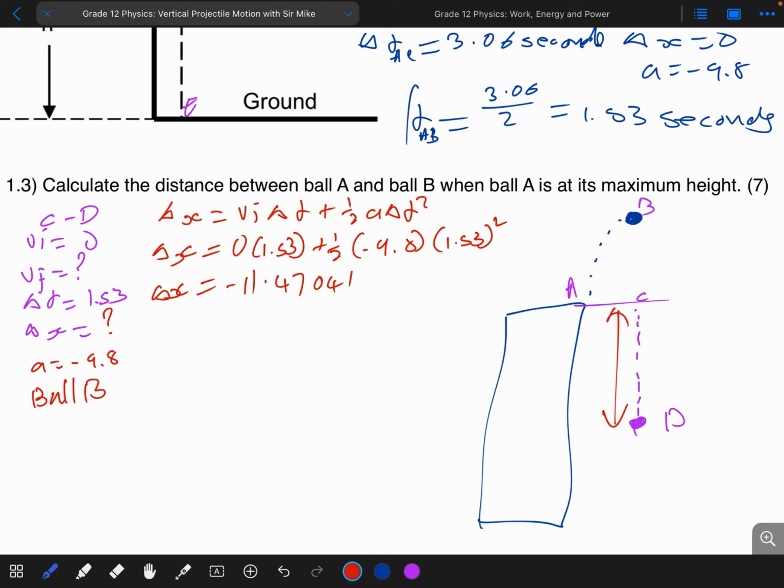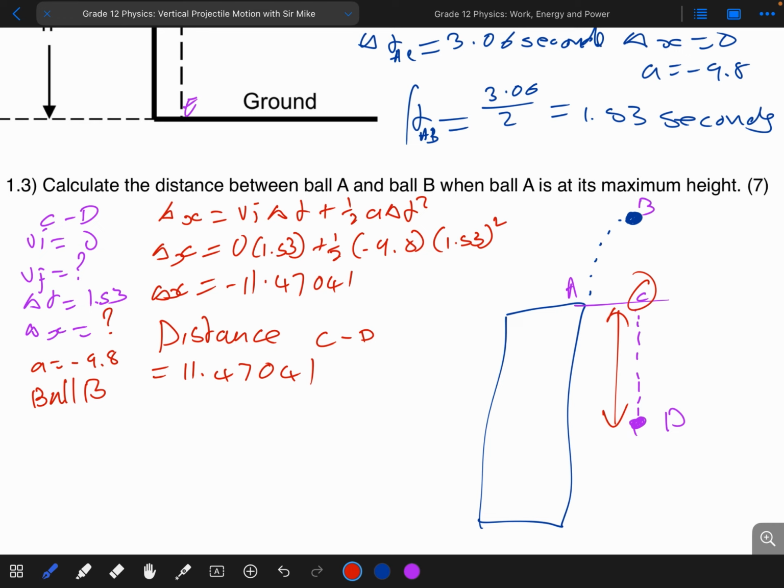Now I'm not going to round it off. Why? Because this is not the final answer. So this simply tells me that at time equals 1.53, the displacement of object B is negative 11.47041. So that simply tells me that the distance between point C and D is 11.47041.